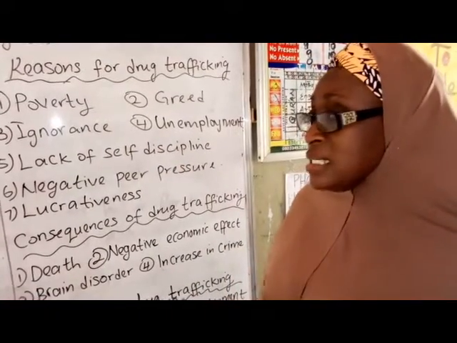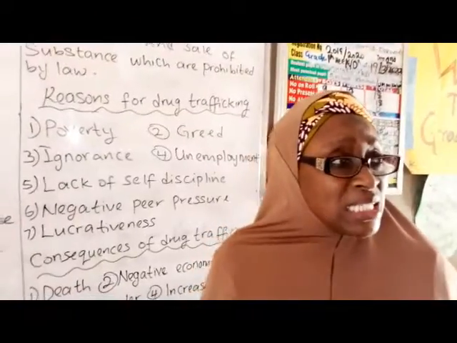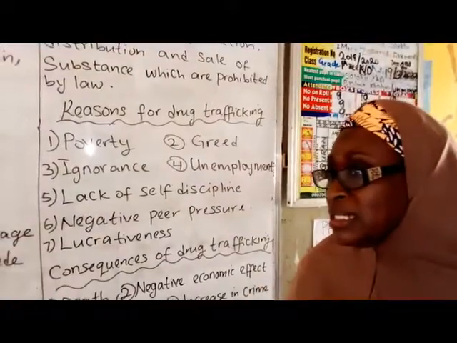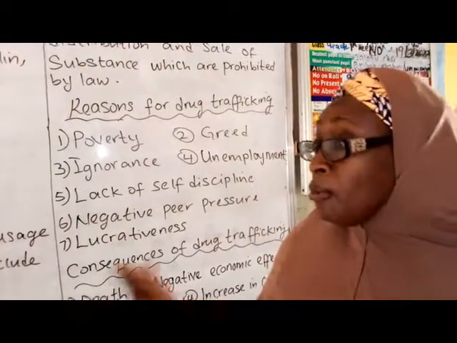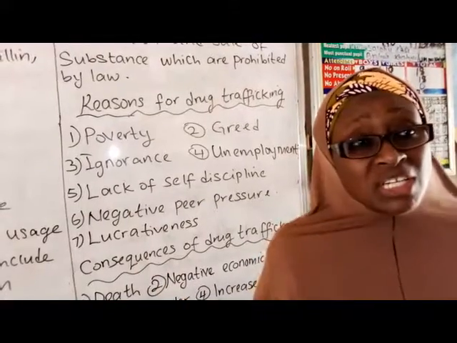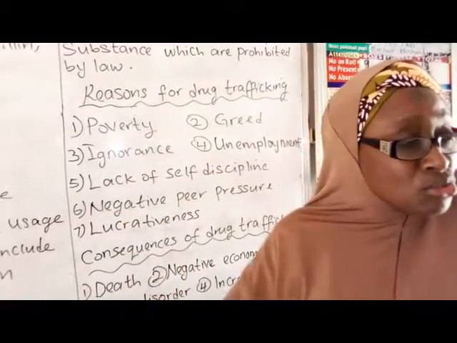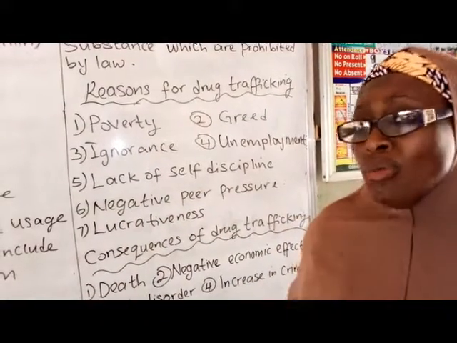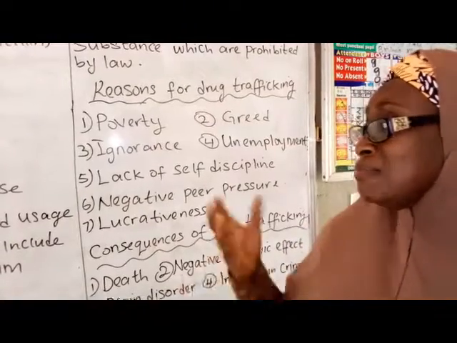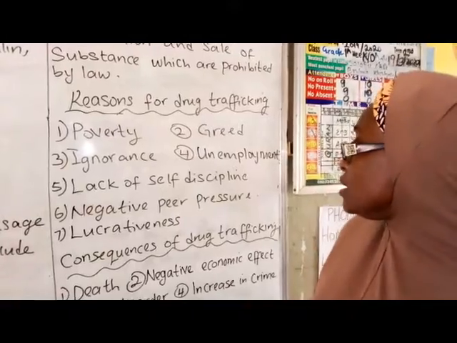Another one is greed. Some people, after trying it one or two times, have seen a lot of money in it. So that money they've seen there makes it easy for them to want to go back to it. So they keep going back for more and more. Then ignorance. Some people that are involved in this don't know the danger that is there. They don't know that there's danger to them, to those they sell it to, to the society, to their family, to the whole world at large. Some are very ignorant about what they are doing. So that makes them keep on going back to drug trafficking.